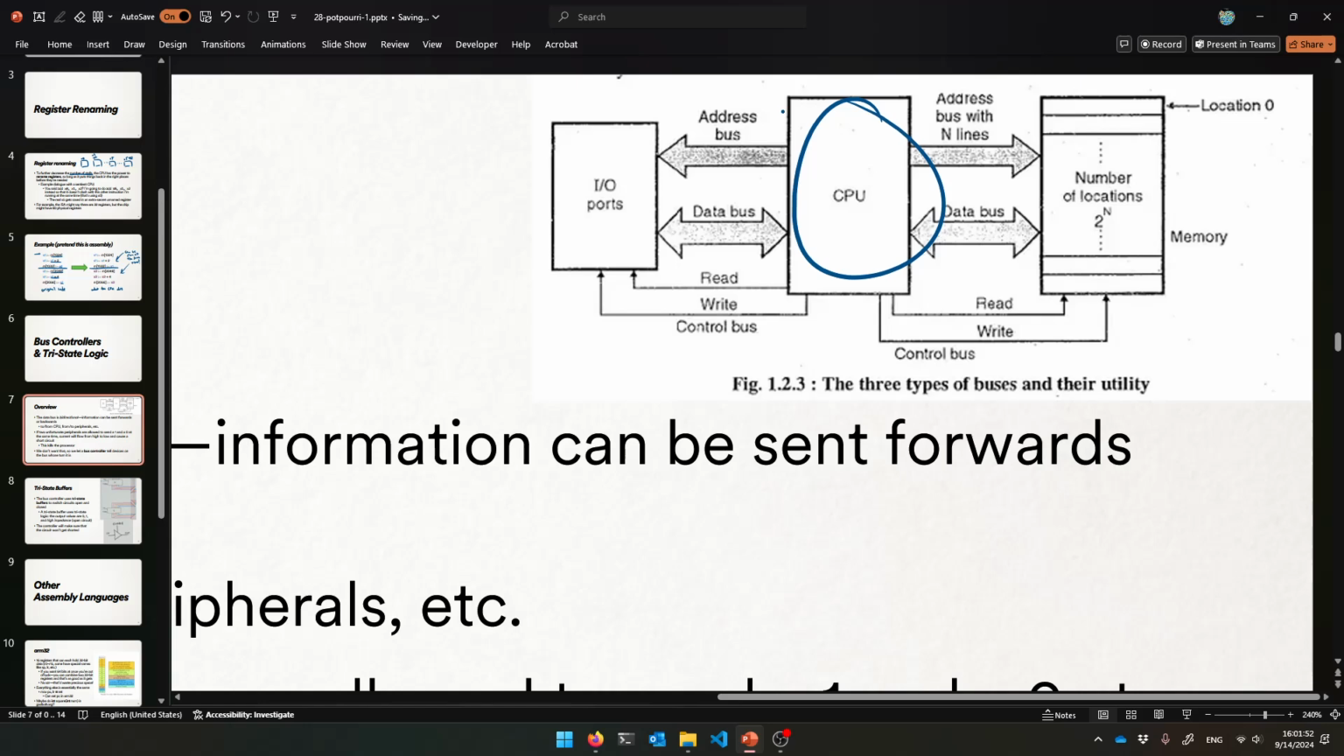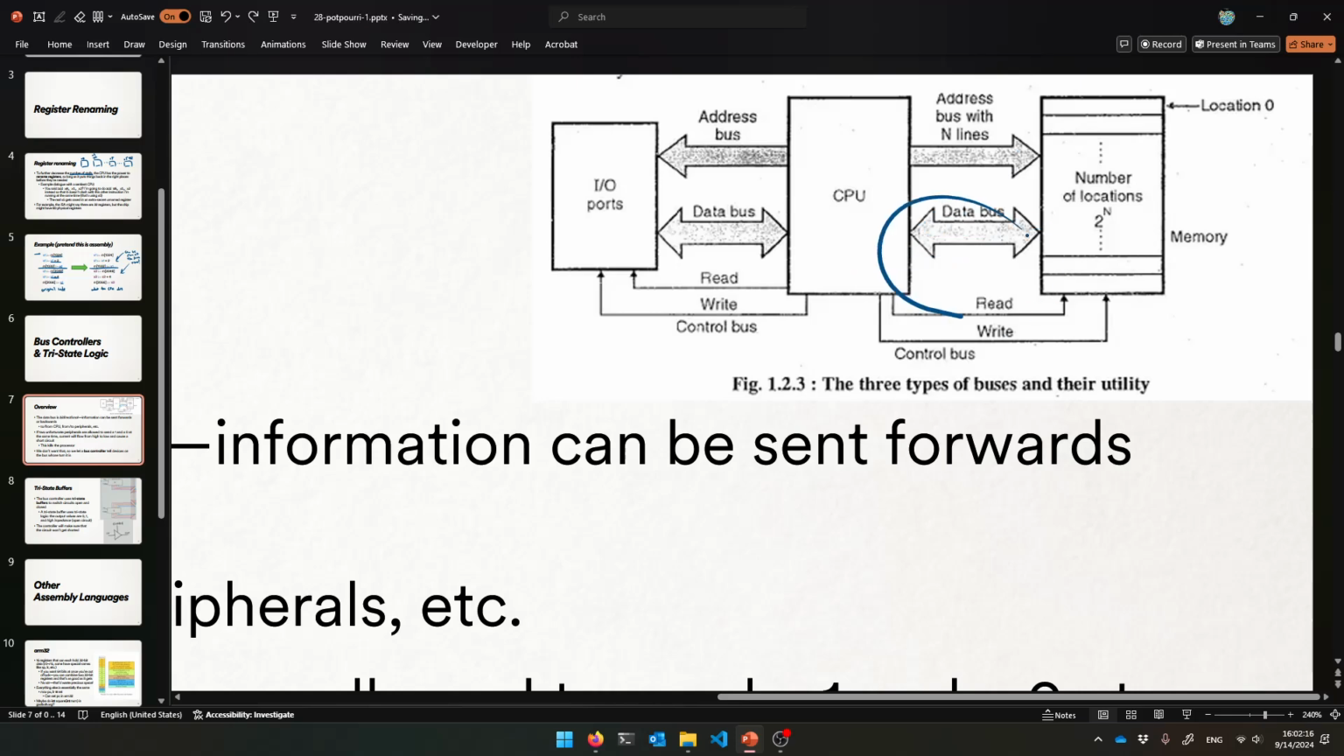So yeah, the CPU is the orchestrator of everybody. When it talks to memory, along the control bus it says, I would like to read from memory. So it sends read along the control bus, and then it tells along the address bus what address it wants to read from. And then the memory can go back to the CPU along the data bus and say, here's your address, here's the value at that address.